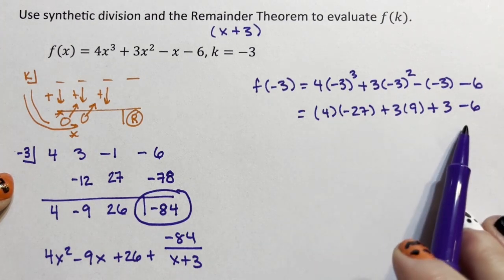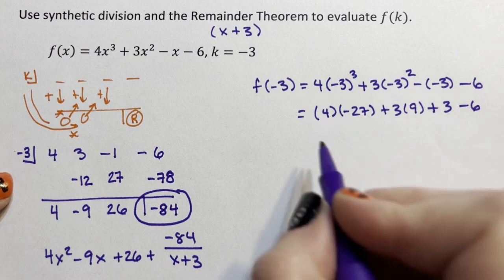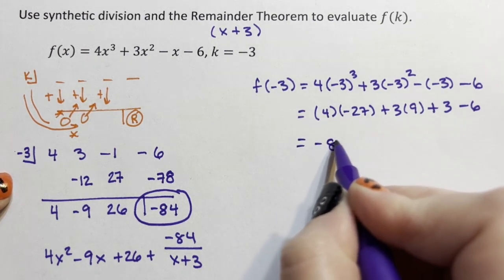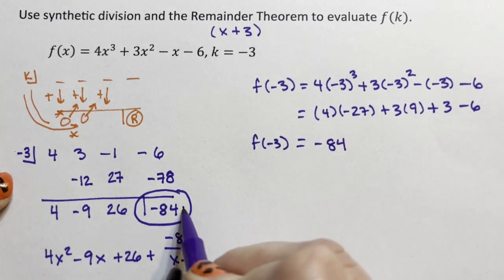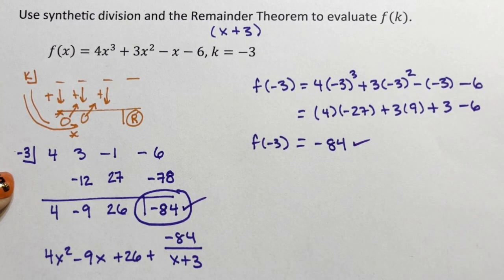At this point, it's much simpler to put it into your calculator to get your -84. F of -3 is -84. -84, -84, and it worked out.